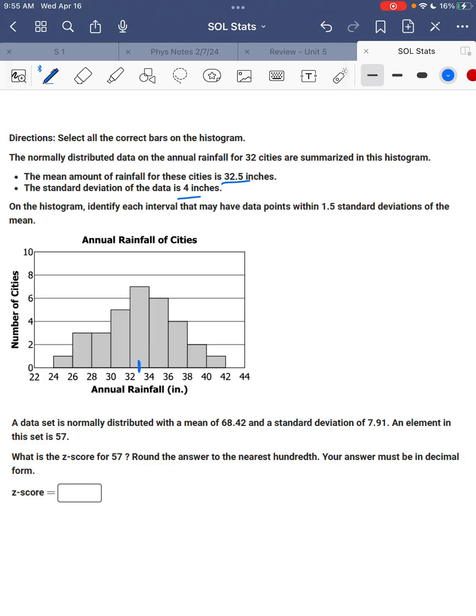So you see how 32.5 is kind of like the middle, falling in the middle. All right, on the histogram, identify each interval that may have data values within 1.5 standard deviations. So what they're saying here, the middle is 32.5. I want to go 1.5 standard deviations above and below. So 4 times 1.5 is 6. So I have to go 6 up and 6 down. So 6 up would be 38.5 and 6 down would be 26.5.